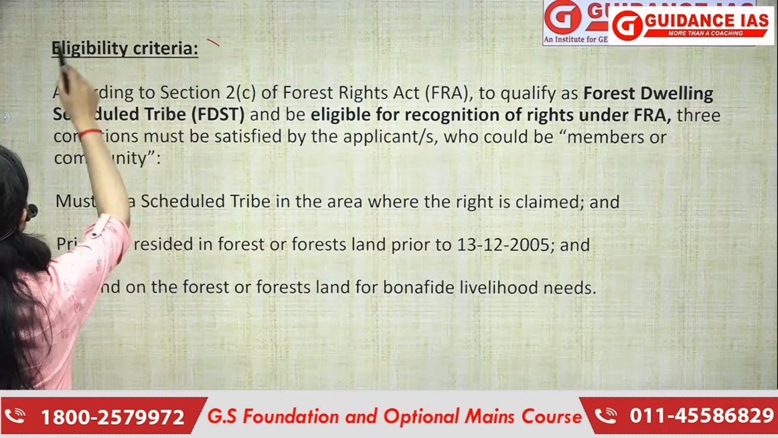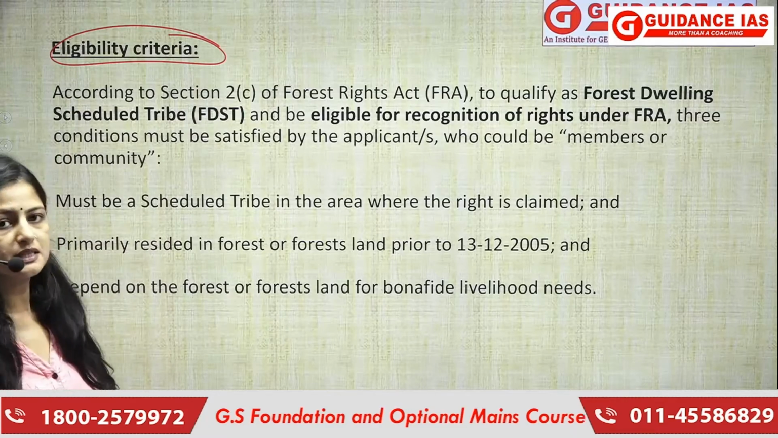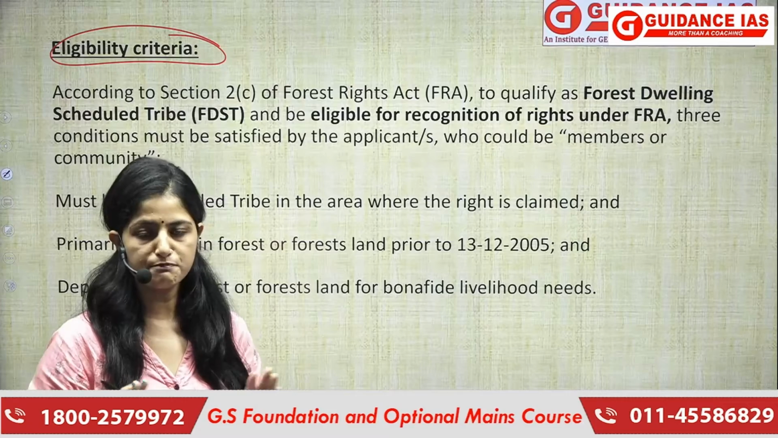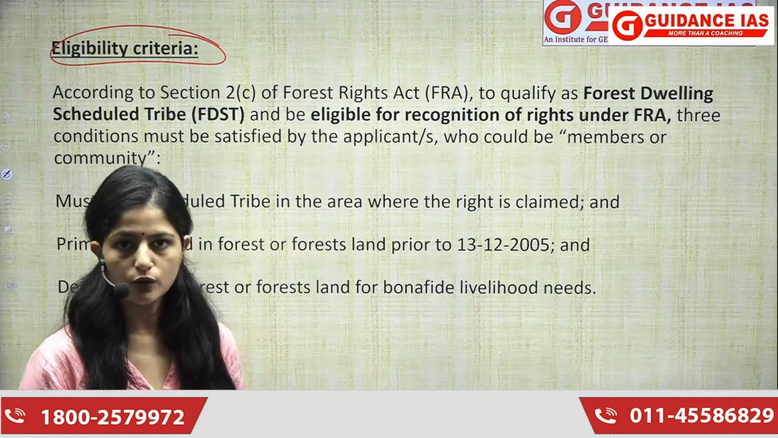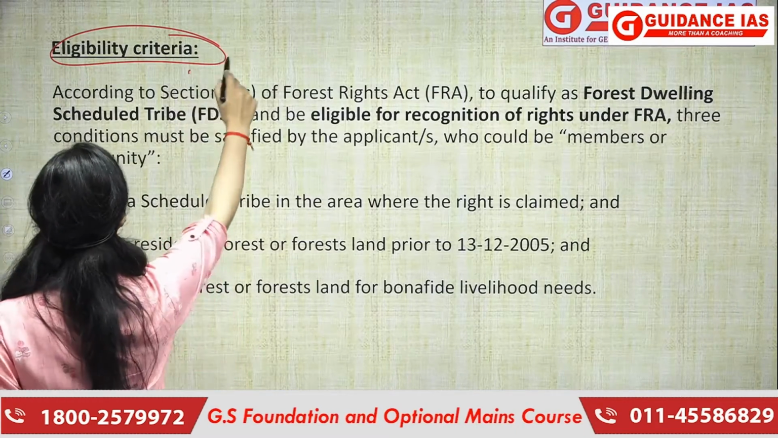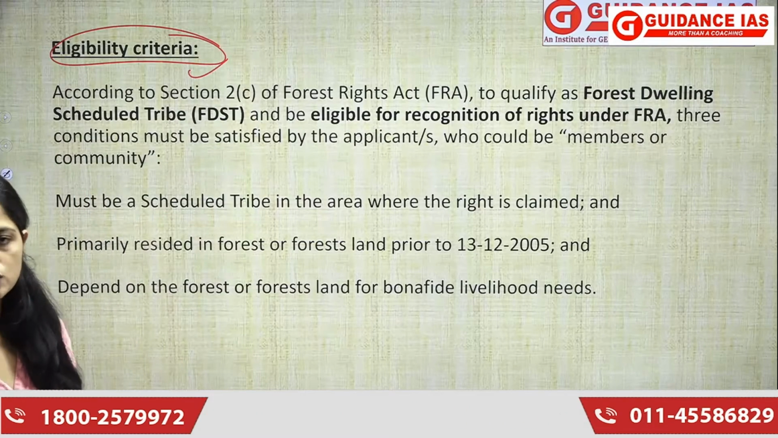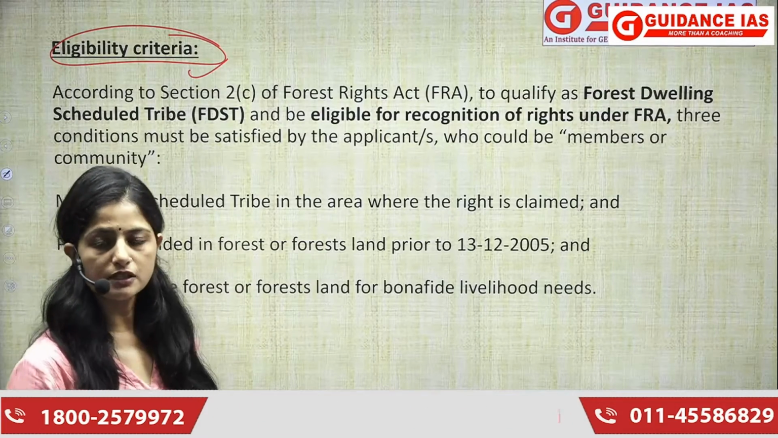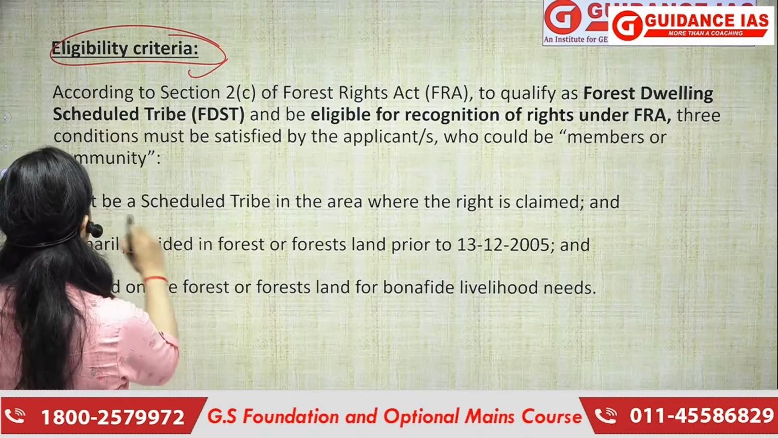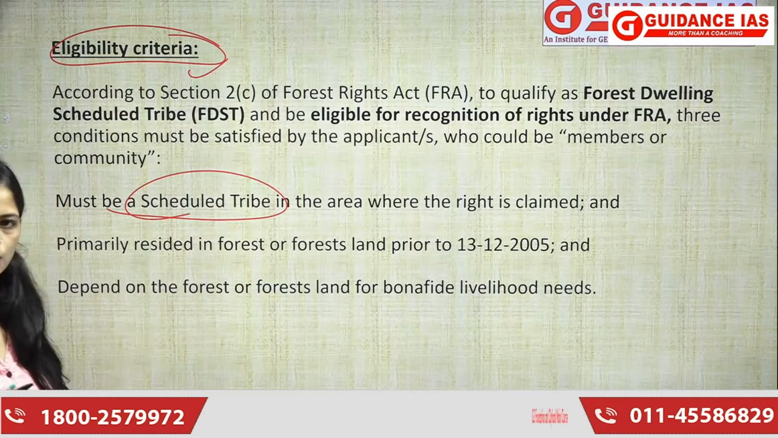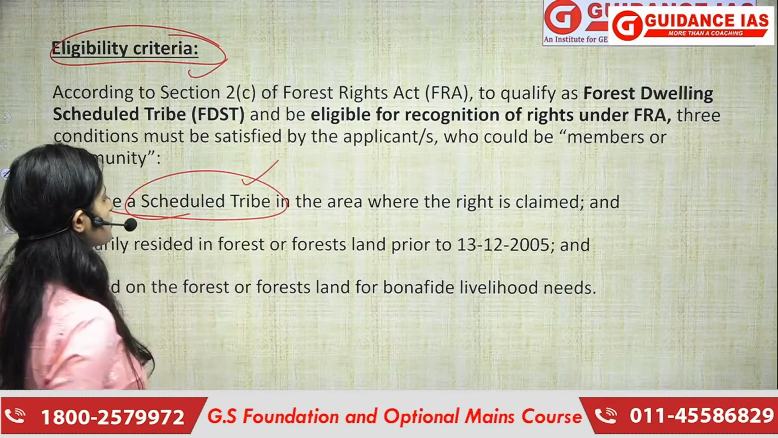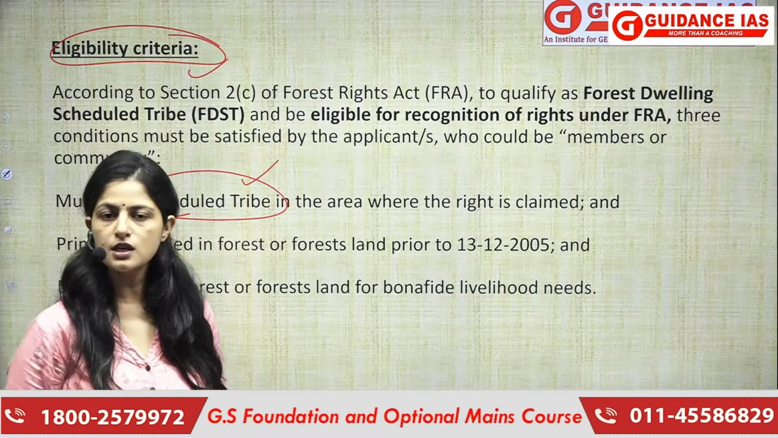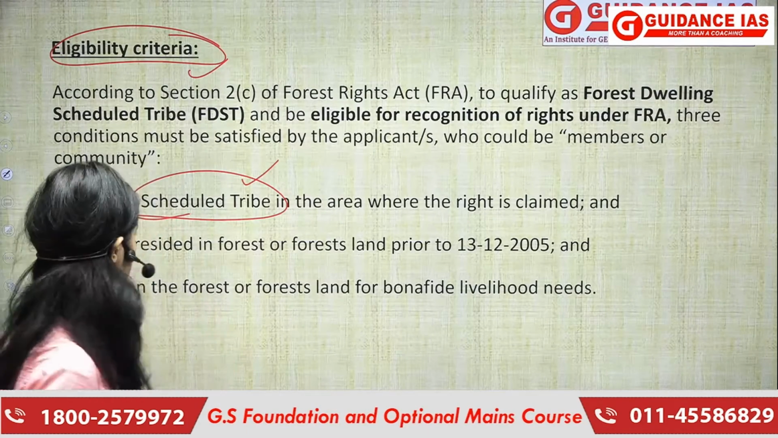Next is, what is the eligibility criteria? How can we decide that a particular section, a particular group of people should be, or you can say, should be categorized as forest dwellers or tribals? So for that, there are three conditions we have prescribed. The first condition is that he or she or that particular group should belong to scheduled tribe in the area where the right is claimed. So he or she or the group should belong to this ST.